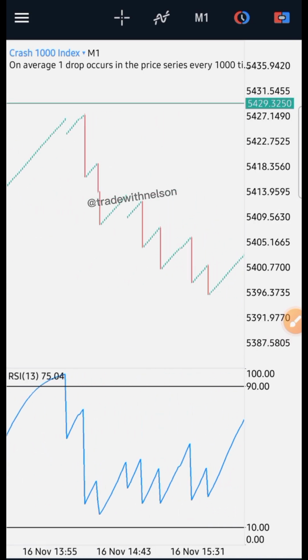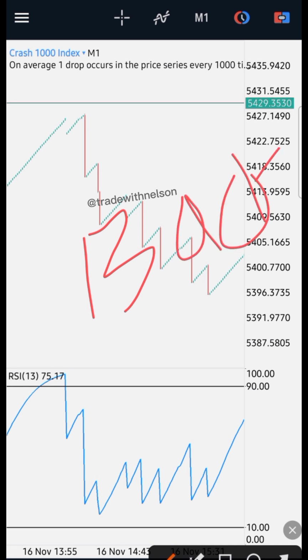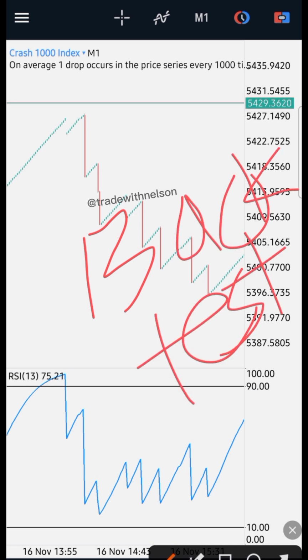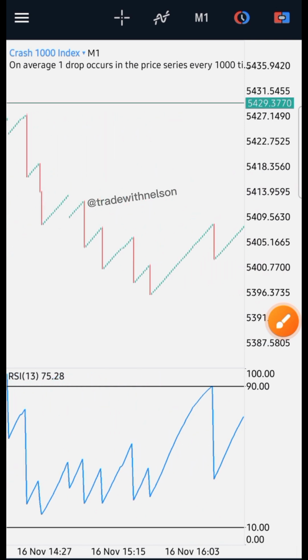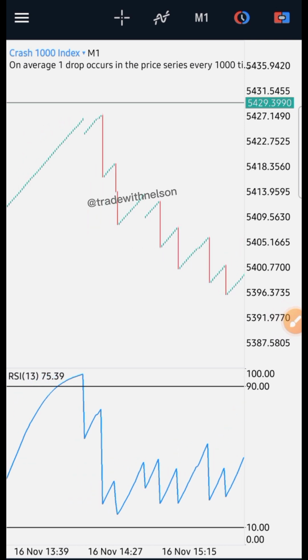For you to be able to do this, you have to go back on your chart and backtest the strategy. You have to backtest it. So no strategy they give to you in this world, if you don't backtest it, you will not be able to see the goodness out of it. So you have to go back and backtest this strategy.